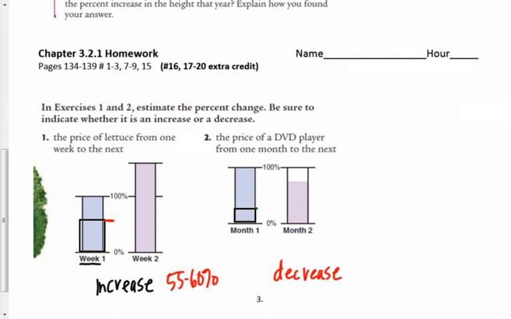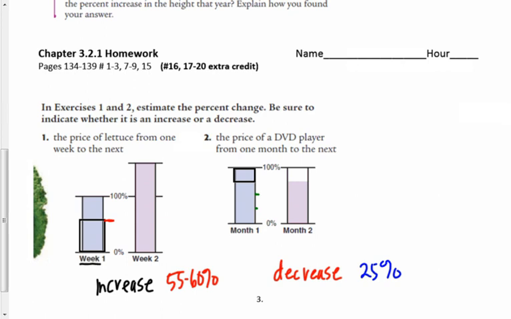So how many of those rectangles make up the original? Well, there's 1, 2, 3. It looks like about 4 there. So it looks like it's about 1/4 of the total bar. 1/4 is the same as 25 out of 100, or 25%. So it looks like we're losing about 25% of the total.